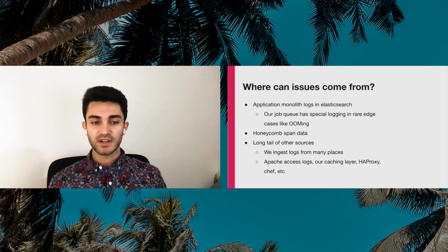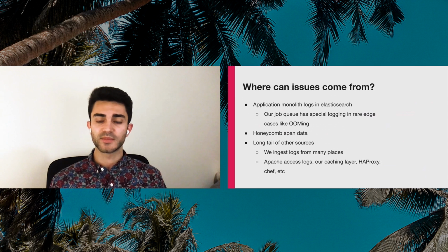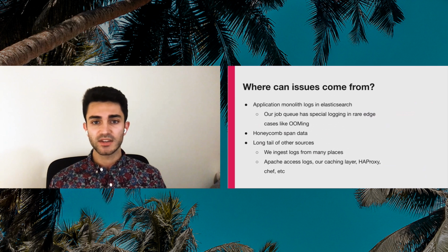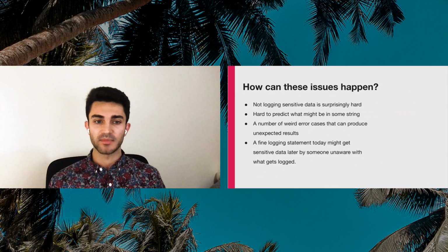Some other information, I mentioned Honeycomb earlier. You can log information in Honeycomb span traces. And there's a long tail of other sources because with a complicated infrastructure, we end up ingesting logs from many sources. And that could be Apache access logs, logs from our caching layer, HAProxy, Chef, or honestly, a million other services. So how can these issues happen?